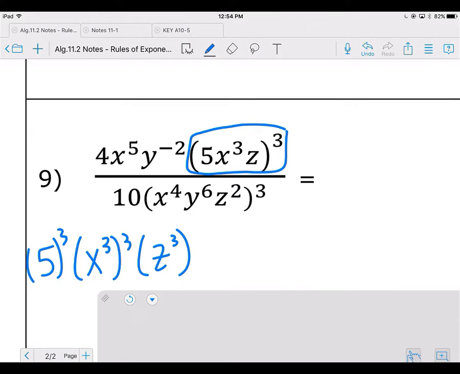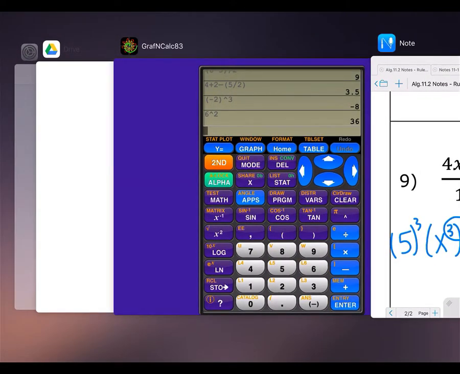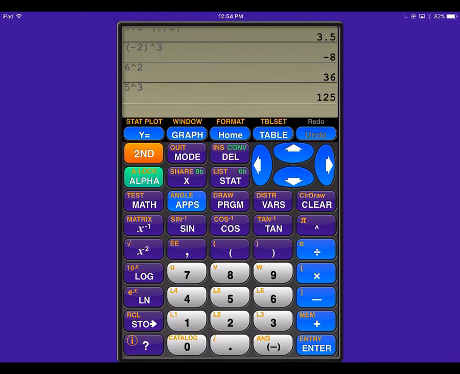Okay, so 5 gets cubed, x cubed gets cubed, z gets cubed. So everything gets a 3. 5 cubed is 125. These are right next to each other. I'm sorry, let me double check 5 cubed. Yeah, I was right. Okay.